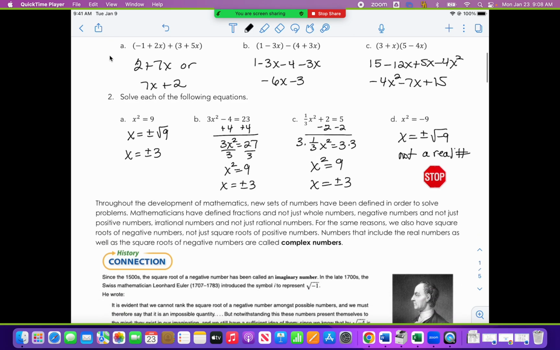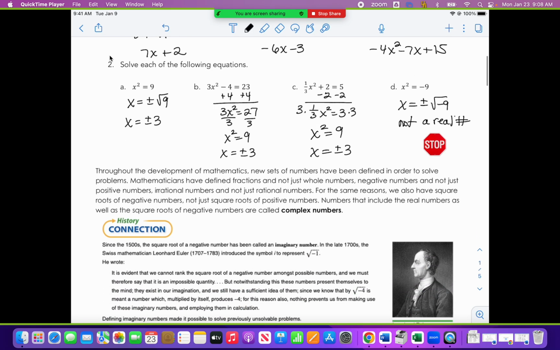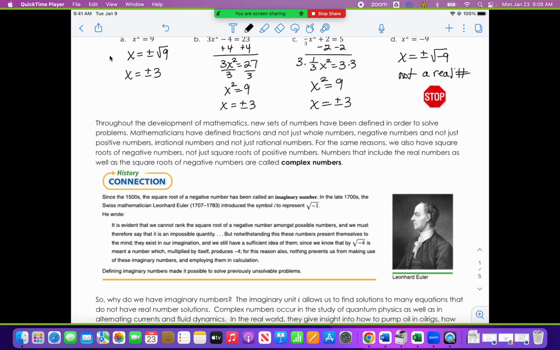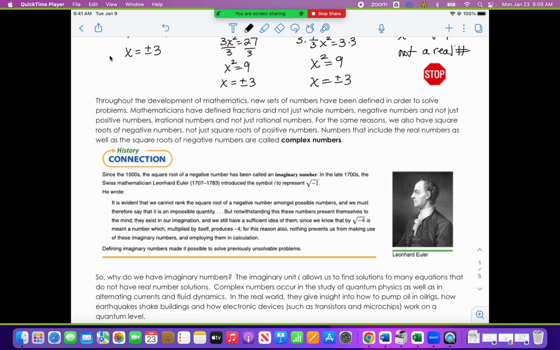So throughout the development of mathematics, new sets of numbers have been defined in order to solve problems. Mathematicians have defined fractions and not just whole numbers, negative numbers and not just positive numbers, irrational numbers and not just rational numbers. For the same reasons, we also have square roots of negative numbers, not just square roots of positive numbers. Numbers that include the real numbers as well as the square roots of negative numbers are called complex numbers. So let's make a little history connection.